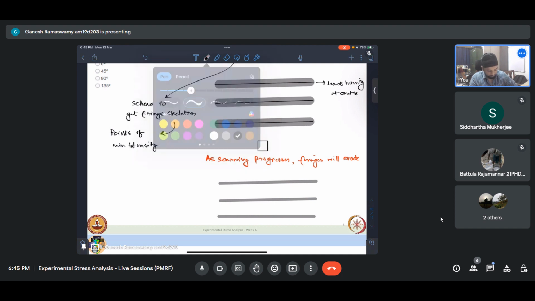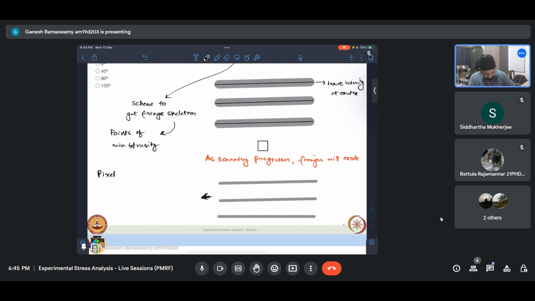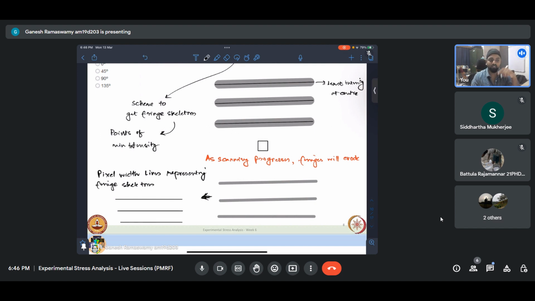So this will be followed by pixel width lines representing fringe skeletons. So that output will be like that. We'll be able to get 3 lines. Once we get this, we know that these are the actual points where sigma 1 minus sigma 2 is constant. Different constants, of course, needn't be the same.